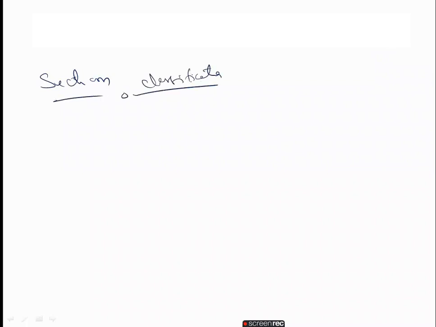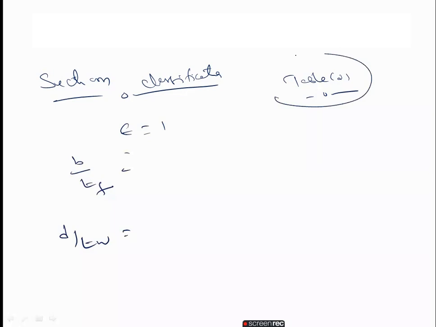In yesterday's class also I told you the page numbers, on which page you will find Table 2. Today in class I won't open the table, but you have to open it yourself. Epsilon we will take as one, we know that. First we will calculate b by tf as well as d by tw. Based on these two values only, we will classify from Table number 2.